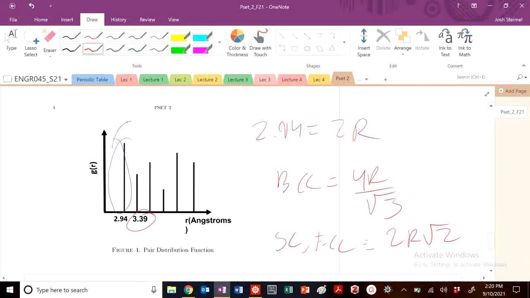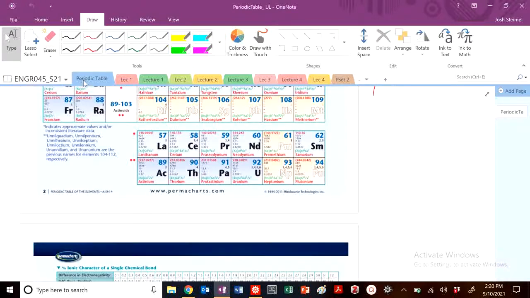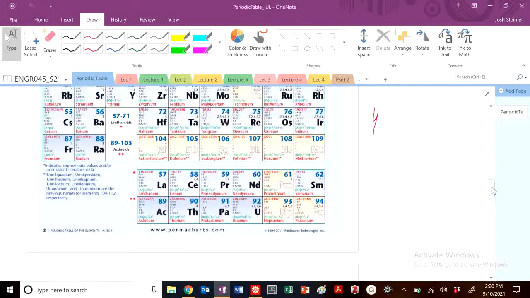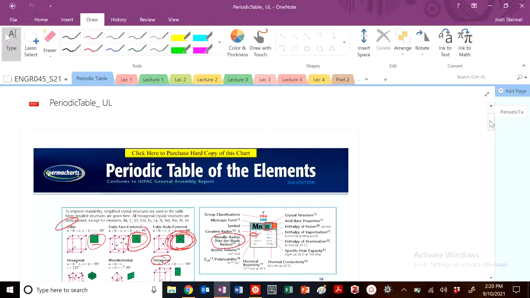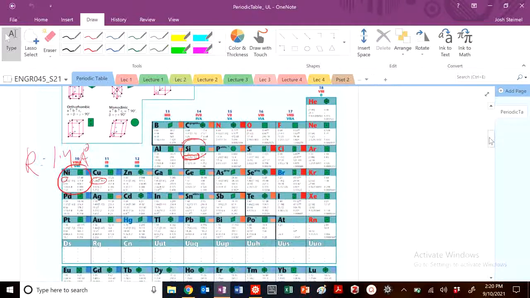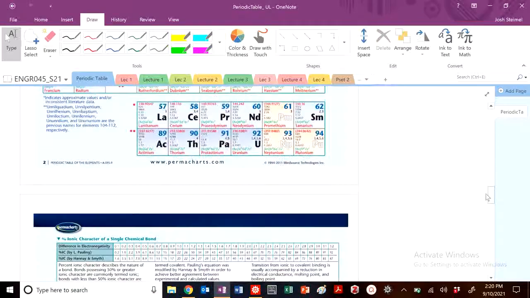So I know that my integral gives me my number of nearest neighbors, so that is 8. So now I just need to go look in my periodic table for a BCC structure with a metallic radius of 1.47. So I'm going to go and look and make sure that looking at my BCC structure, it is the one with the cross. So let's go ahead and look at some BCC materials.